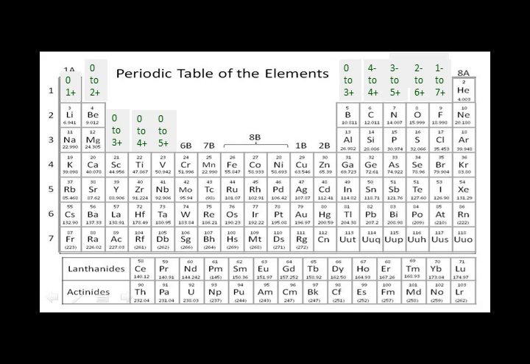0 to plus 5 for the vanadium, 0 to plus 6 for the chromium. The manganese family is 0 to plus 7. And the rest of these are varied. But these we can determine the range of oxidation states pretty well. But these others just have too much of a variety, and those you're going to have to consider individually. Got that?